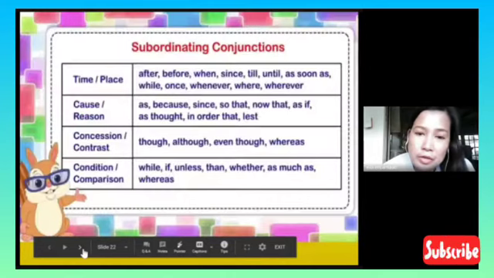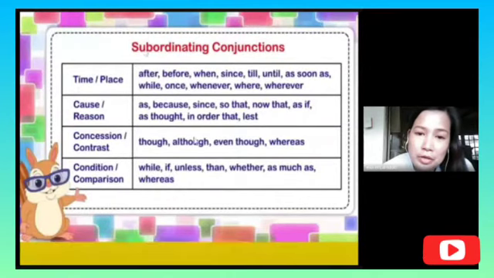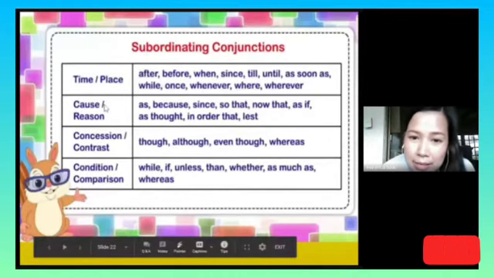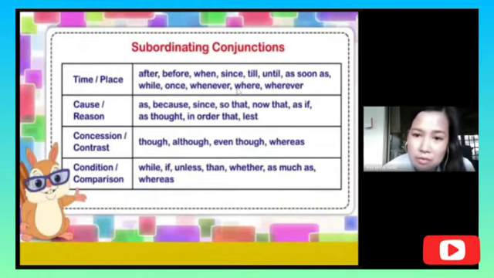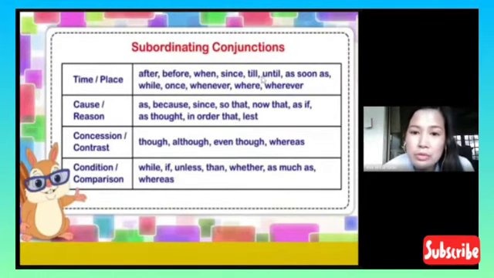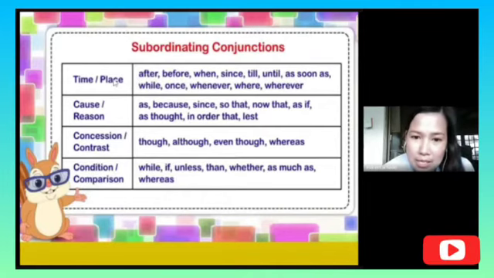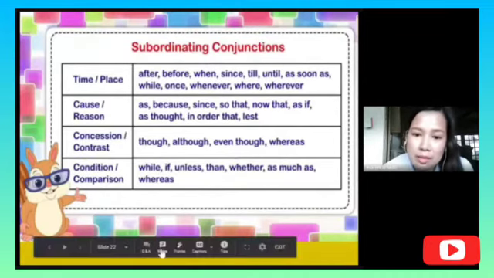Okay, so now class, for you to be able to understand the subordinating conjunction, you should know the functions. You should know when to use a subordinating conjunction. For example: after, before, when, since, till, until, as soon as, while, once, whenever, where, wherever. Those conjunctions denote time or place. Next, as, because, since, so that, now that, as if, as though, in order that, unless, are used for cause or reason.